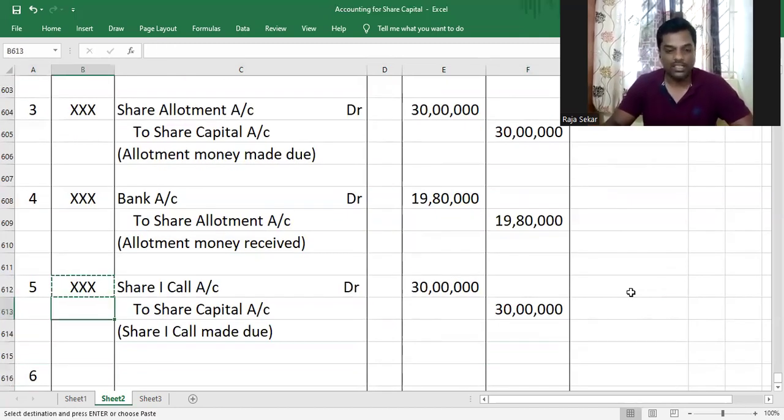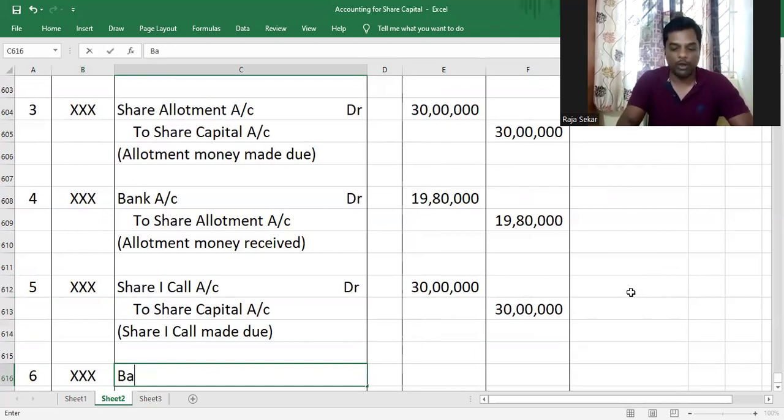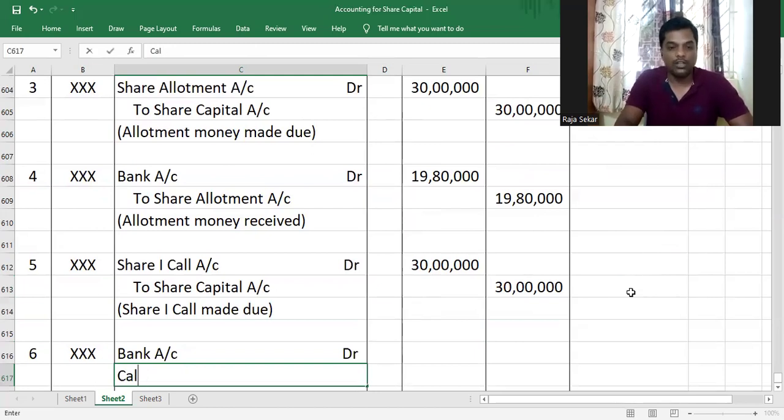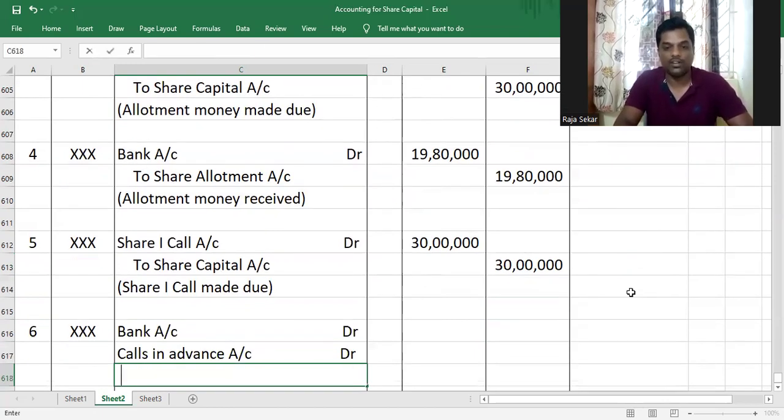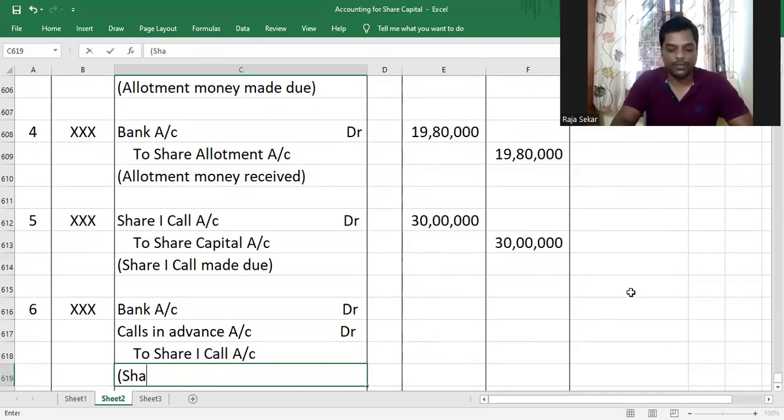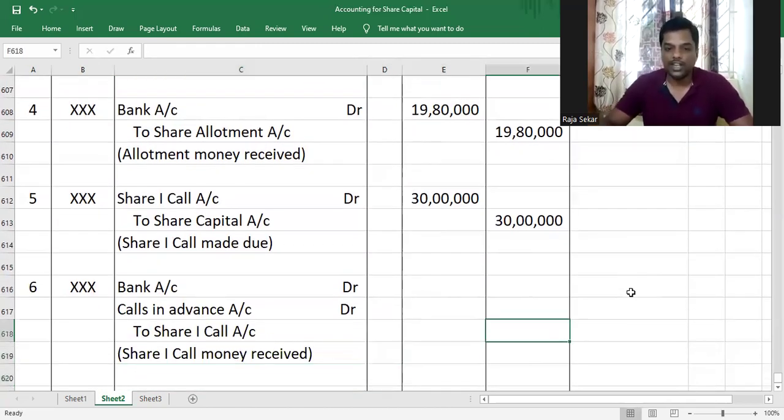And while passing the receipt entry, we got to be really careful. We know that Diksha has paid the entire amount due on her shares, right? So we have some calls in advance. So calls in advance account will also be debited as we're making use of the calls in advance, and the liability calls in advance is reducing. And share first call account will be credited. Share first call will be credited with the entire amount we made due.